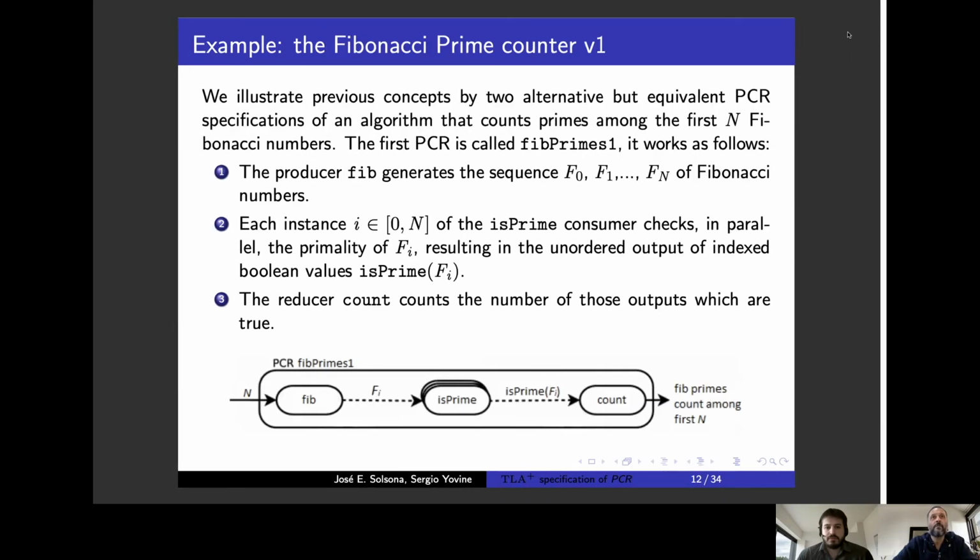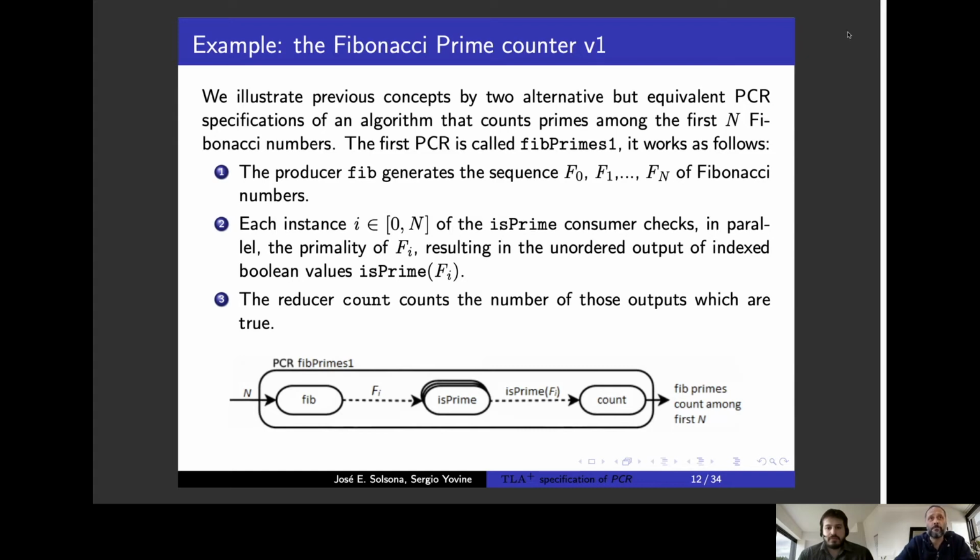To illustrate the PCR concept, we'll go through an example, which is the count Fib prime. It's a process for counting the number of Fibonacci primes in an interval. I will first present a first version and then a more refined version of it that involves composing PCRs.